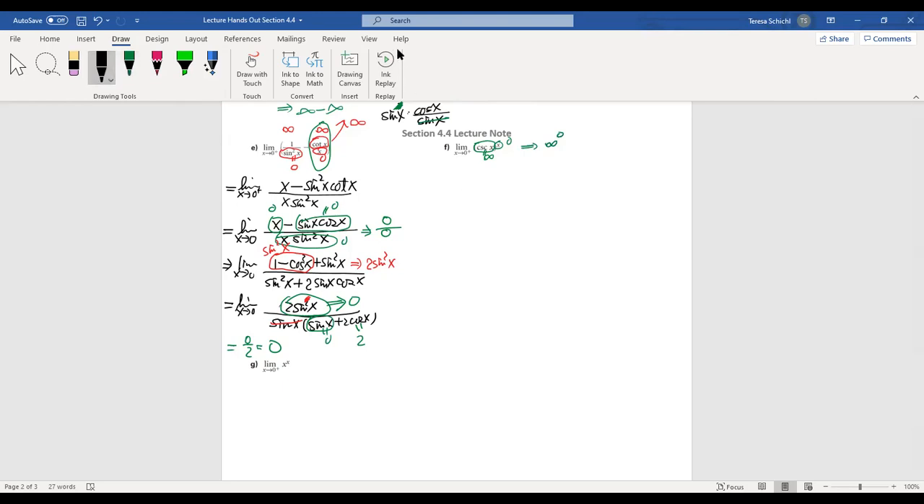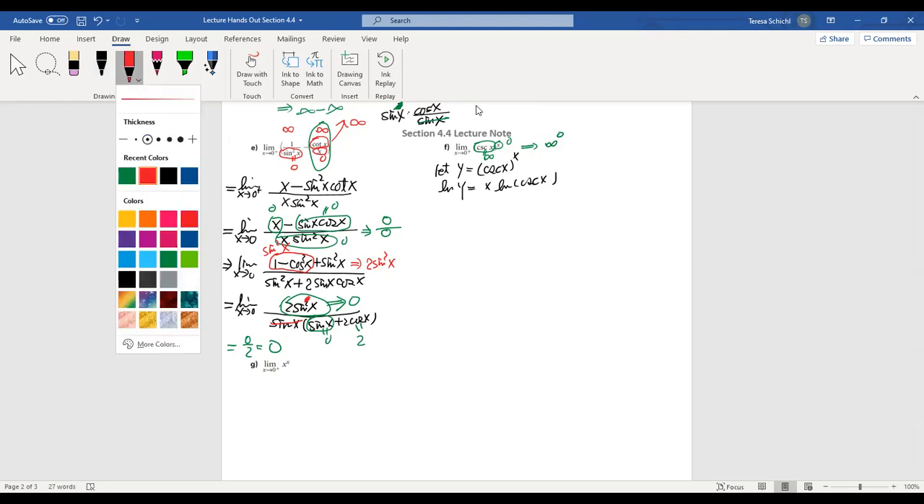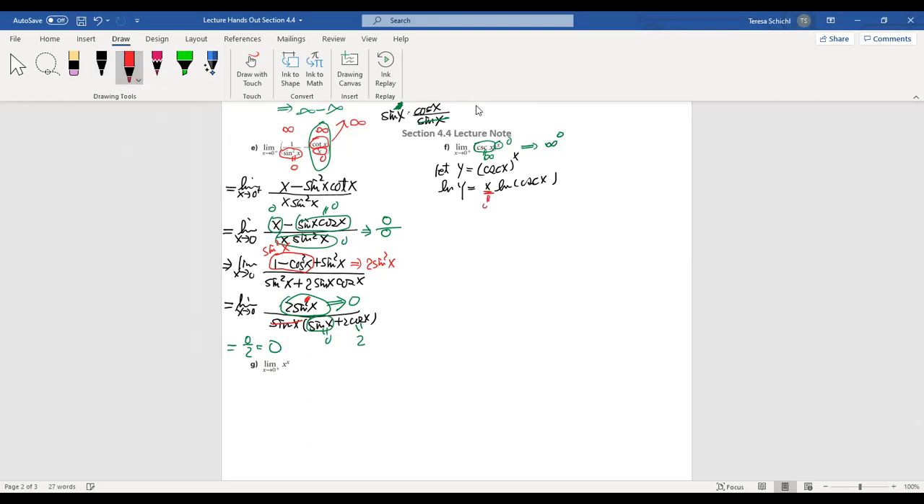So now let's say y is equal to cosecant x to the x. Now let's take a look at natural log y. So this is x natural log cosecant x. Okay, now let's try again to see what we have here. So here x approaches 0. So this one is 0, right?